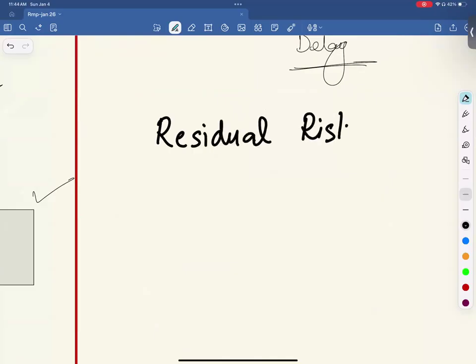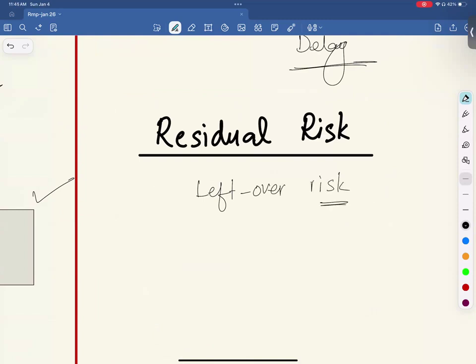Now, residual risk is a leftover risk. What is meant by leftover risk? This is a risk for which you can't do anything. For example, you have taken my course, you studied well, you prepared well, you did all the mock tests, you have done every possible thing. Then what are the chances that you will be failing the exam?